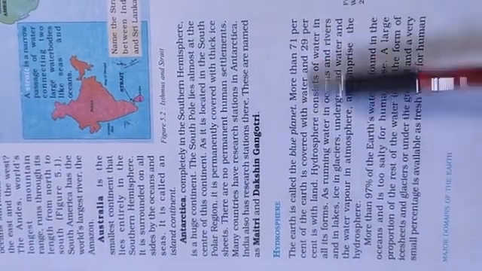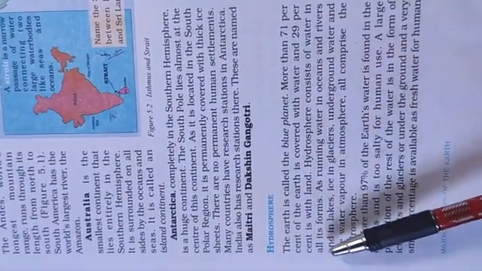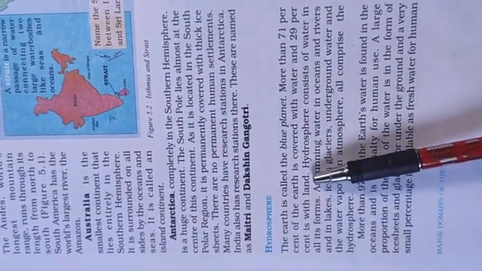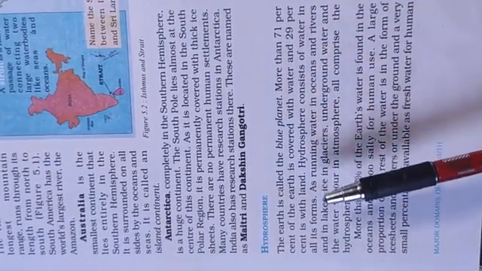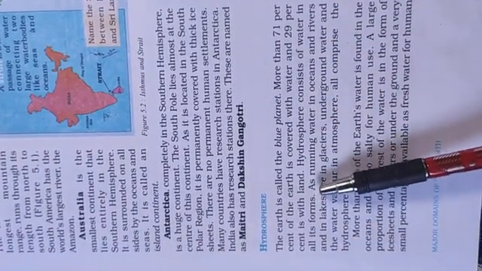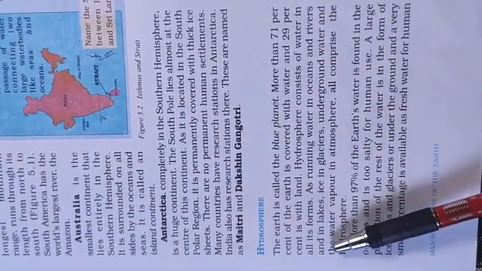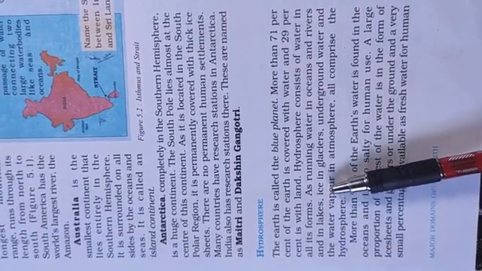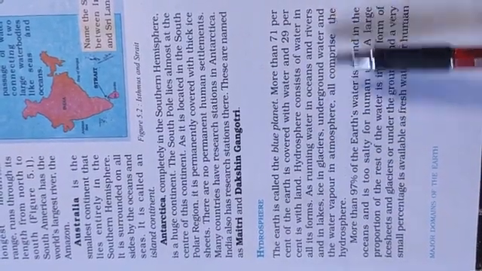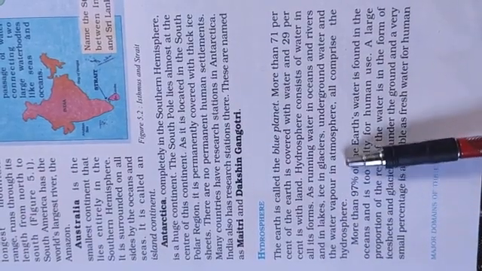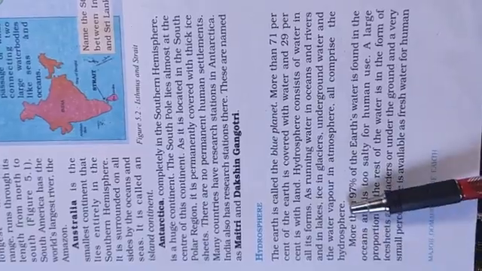More than 71% of the earth is covered with water and 29% is with land. Hydrosphere consists of water in all its forms, as running water in oceans and rivers and in lakes, ice in glaciers, underground water, and the water vapor in atmosphere all comprises the hydrosphere.